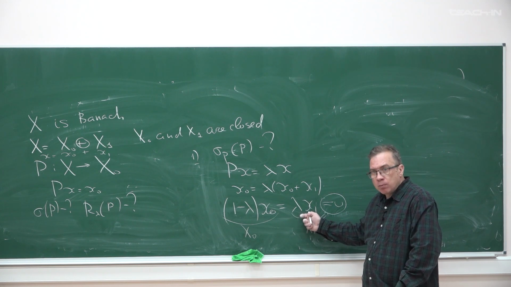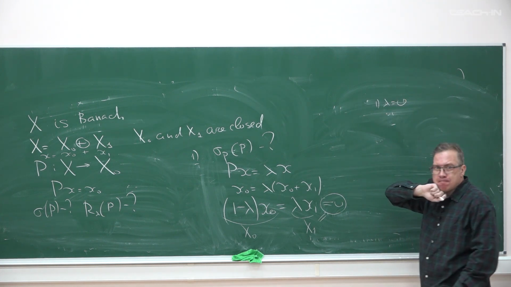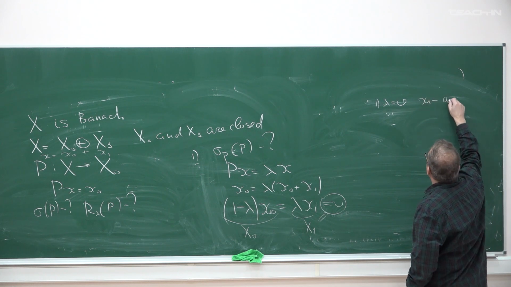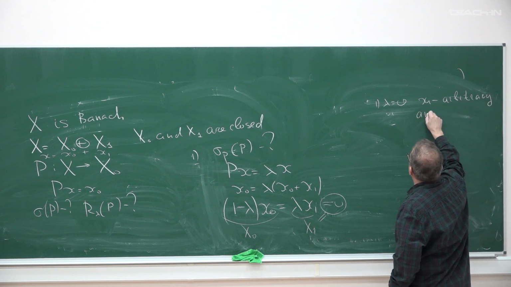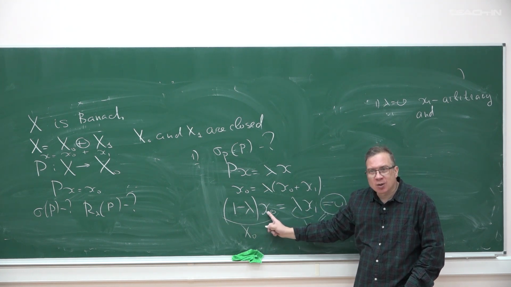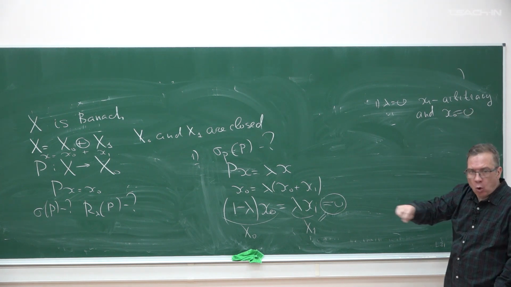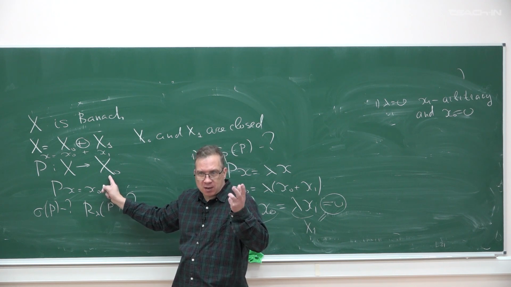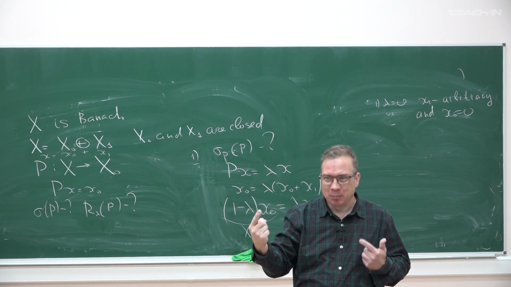Why can it be 0? For example, first, lambda equals 0, x1 arbitrary, and put here 0. 1 minus 0 is 1, so x0 is 0. So this whole subspace is the kernel of the operator. The kernel consists of eigenvectors with eigenvalue 0, by the definition of kernel.